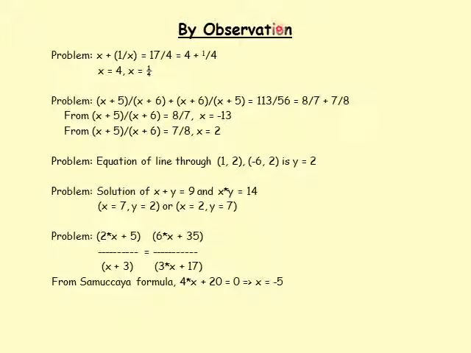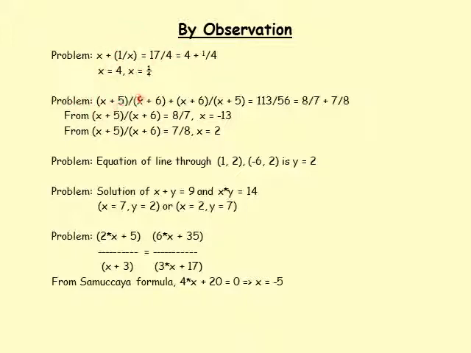Okay, let's go to some examples where we can solve by observation. If x plus 1 over x is 17 by 4, which is of the type 4 plus 1 over 4, then either x is equal to 4 or x is equal to 1 over 4. They both are solutions to the equation here. So let's extend that.